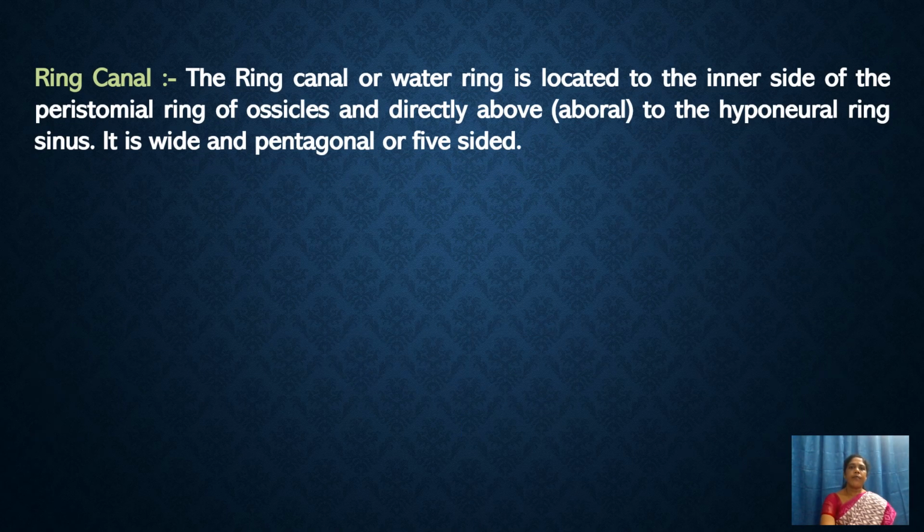The ring canal, or water ring, is located on the inner side of the peristomial ring of ossicles and directly above the hyponeural ring sinus. It is wide and pentagonal, or five-sided.